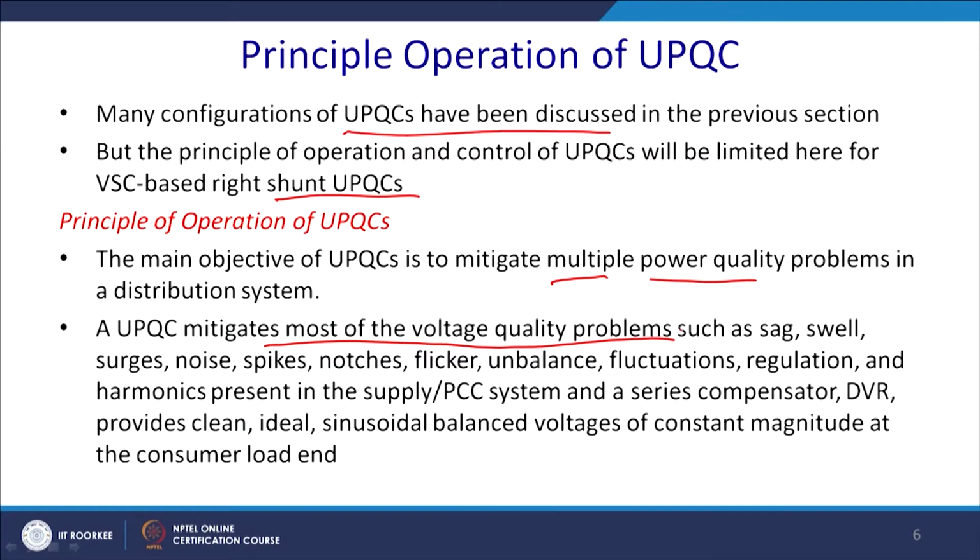So, it is required to mitigate problems arising from the current as well as the voltage. UPQC mitigates most of the voltage quality problems such as sags, swells, surge, noise, spikes, notches, flickers, unbalanced voltage, fluctuations, regulations and harmonics present in the supply at the point of common coupling, PCC. The series compensator, that is the DVR, cleans all these nasty things and gives an ideal sinusoidal balanced, constant magnitude voltage source to the consumer at the load end.